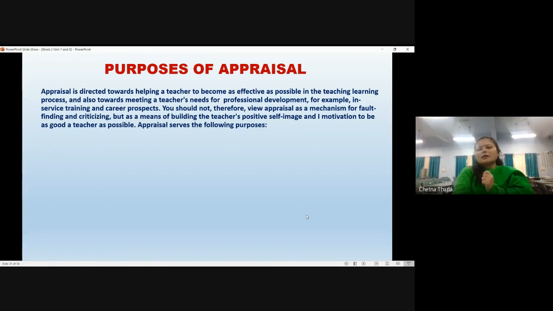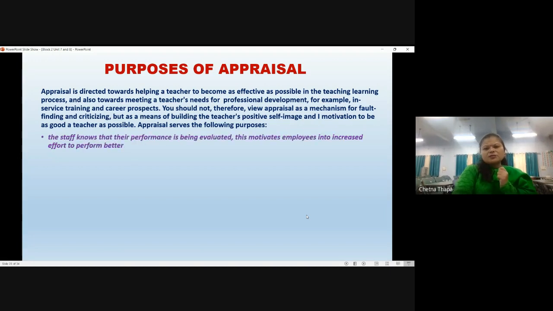This appraisal serves various purposes. The staff know that their performance is being evaluated, and this definitely motivates the employees into increased efforts to perform better. They know that they are being observed, and this enhances their motivation to perform better.